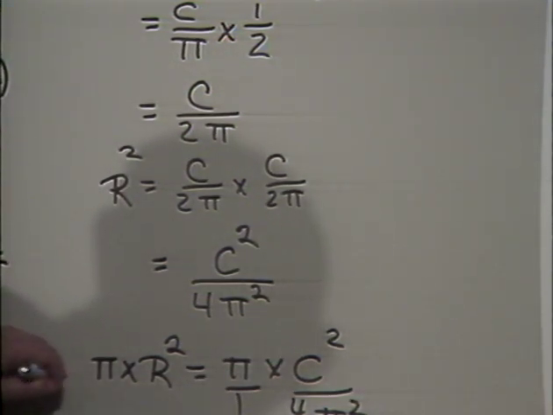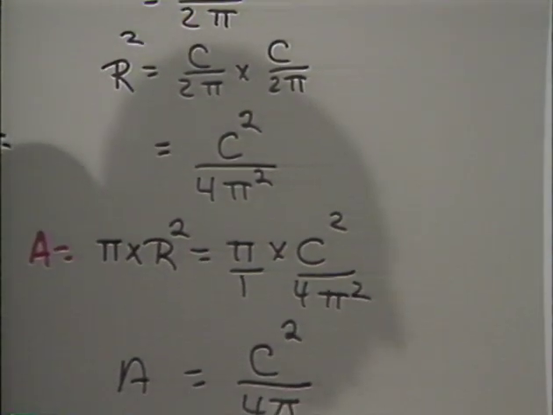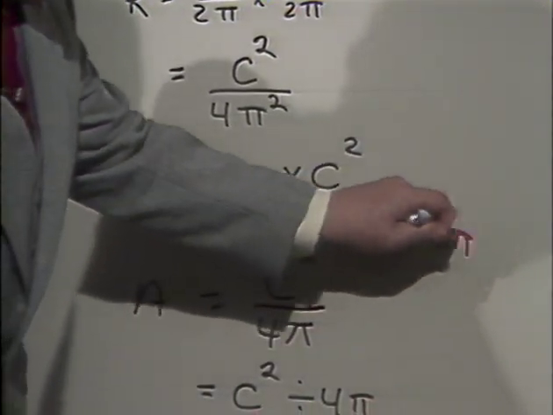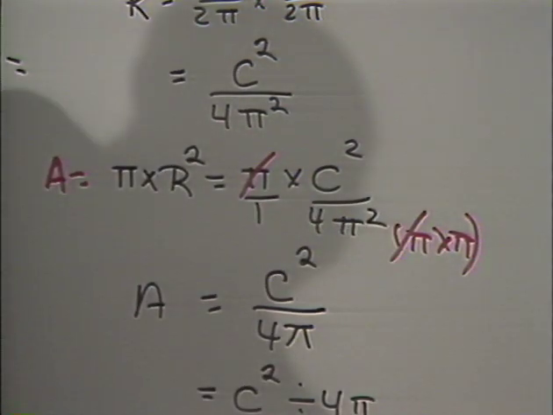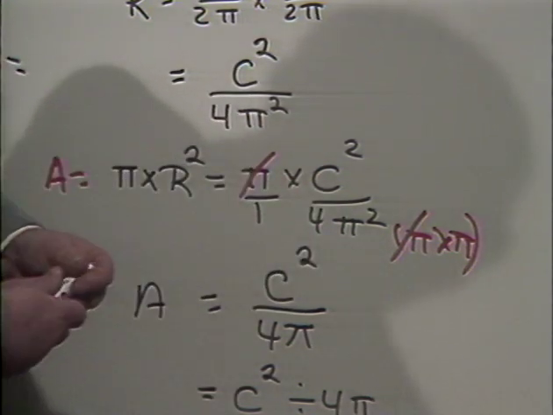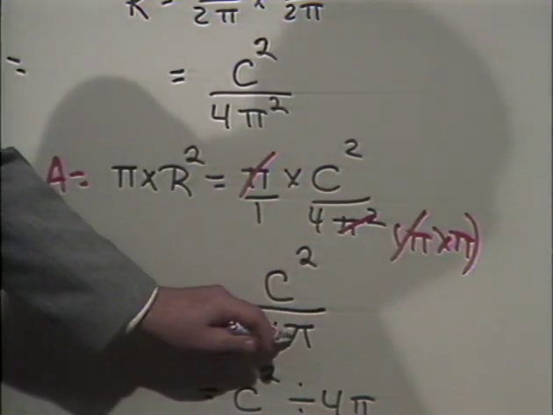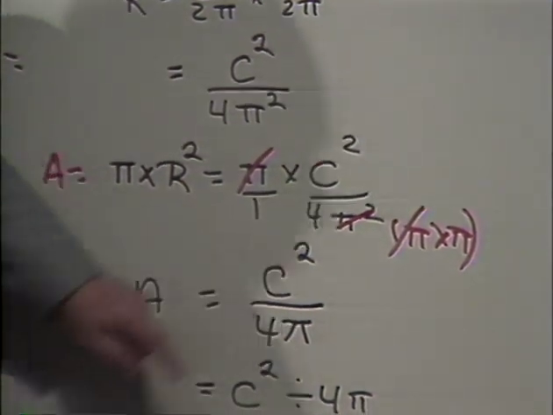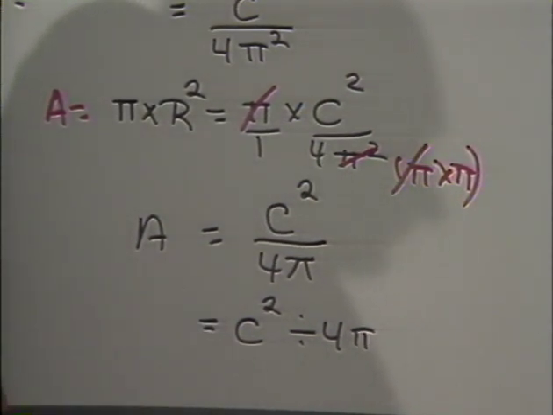See, the area is just taking the square of the radius and multiplying that by pi. Pi is the same as pi over 1, isn't it? And pi squared is the same as pi times pi. Notice that the pi in the numerator cancels with one of the pi's in the denominator. What does that leave you with? You still have a C squared in the numerator. In the denominator, you've rewritten pi squared as pi times pi. You've canceled one of the pi's, so all you have left is 1 pi in the denominator. And how do you read this? C squared over 4 pi. And that's the same as saying what? C squared divided by 4 pi.